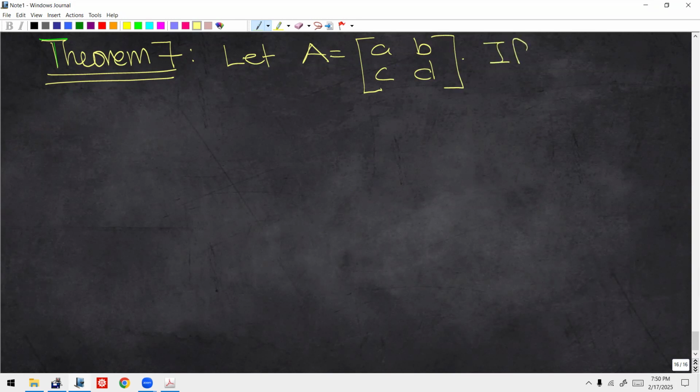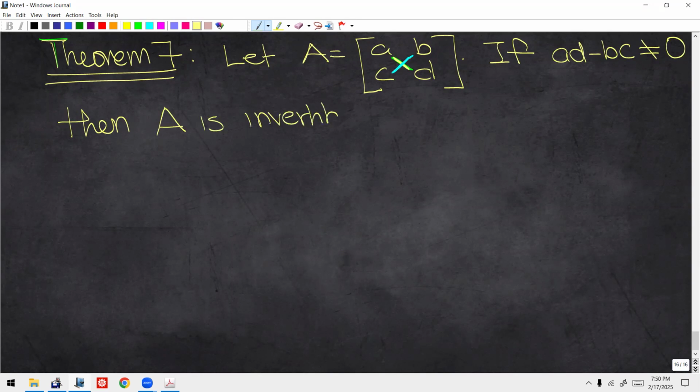If AD minus BC is not 0. That means if you multiply these two and then if you multiply these two and then you subtract the product of those two, and that product is not 0, then A is invertible. And not only is it invertible, the inverse of A is, I can actually find it.